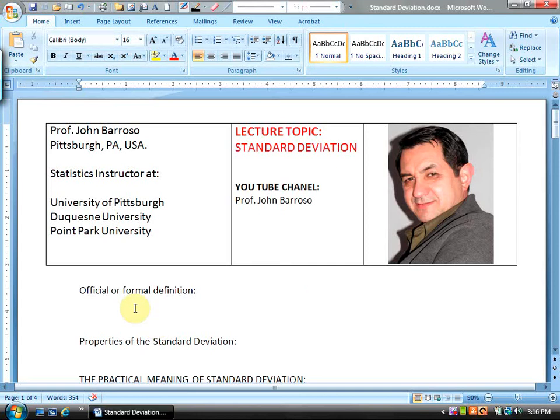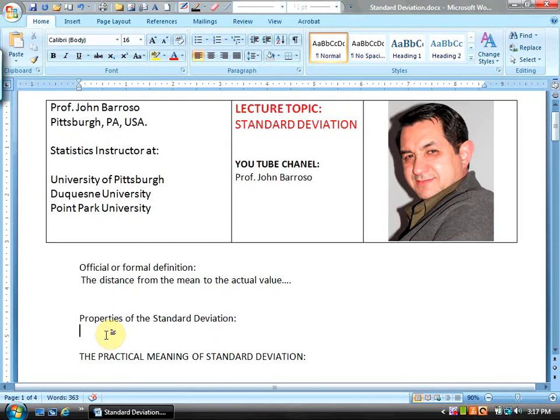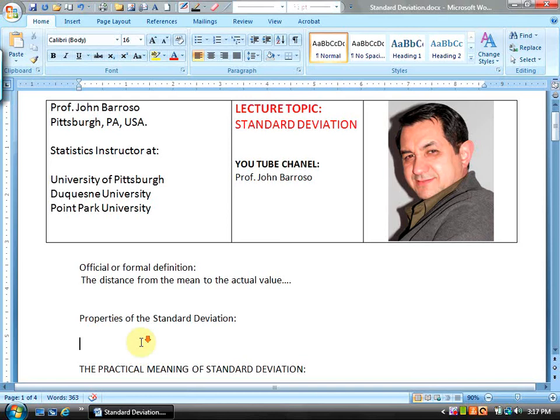So I decided to show an official, formal definition of standard deviation here. Usually books or websites like Wikipedia will say that standard deviation is the distance from the mean to the actual value. I wouldn't take that as an important thing, because it's not quite precise. Let's look at properties before I show you the practical meaning of it.